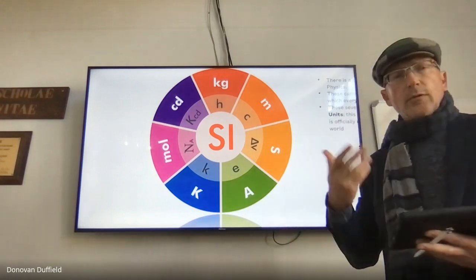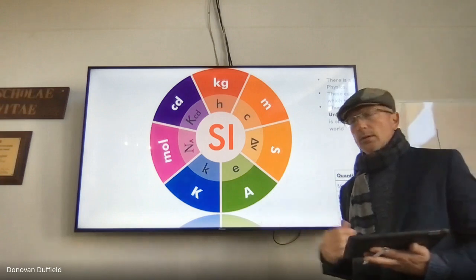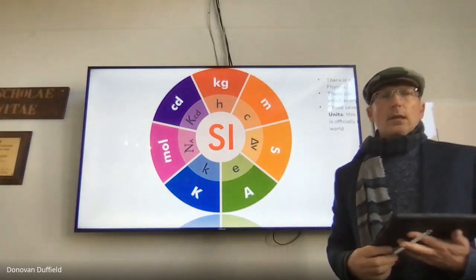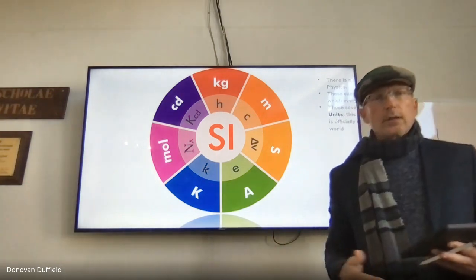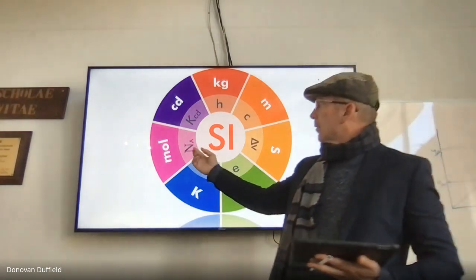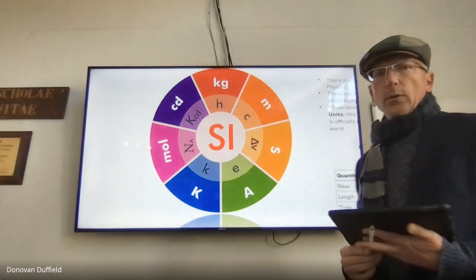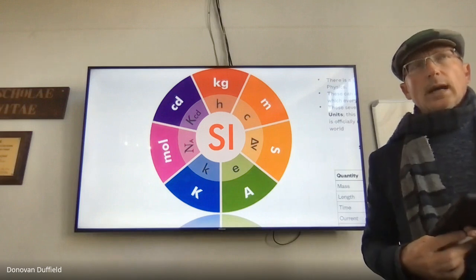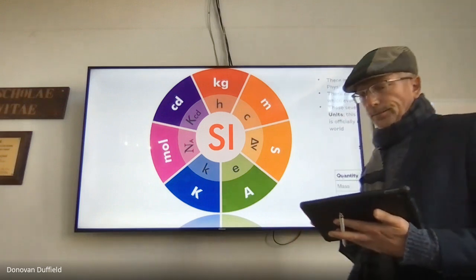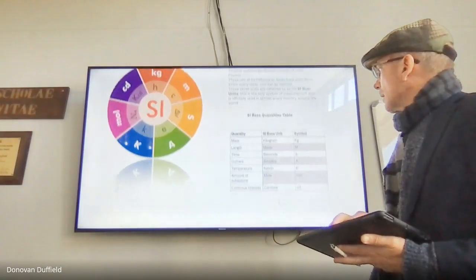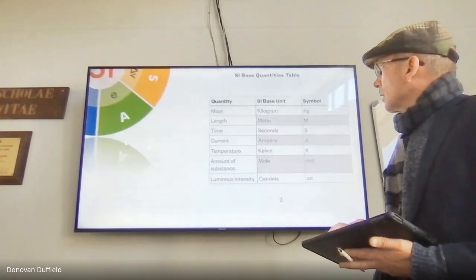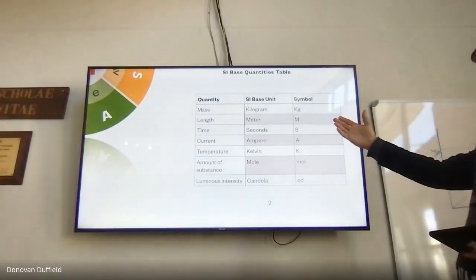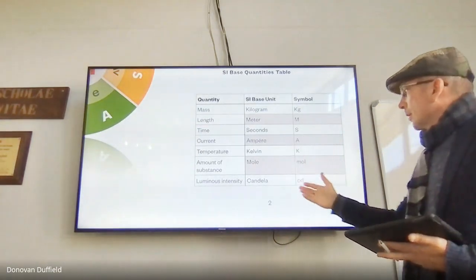We've come across that before for the grade 12s when we did thermodynamics. We have the mole, which is the unit that we use in chemistry for amount of substance, linked to Avogadro's number. Then we have candela, which is to do with light intensity. So these units here are what we call the base units. So we've got kilogram, meter, seconds, ampere, Kelvin, mole, candela.